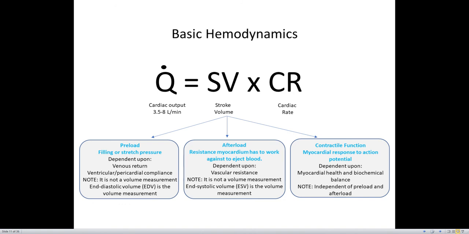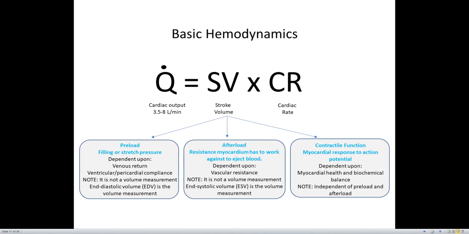Okay, so let's start with flow. In this situation, we'll talk about cardiac output as flow. Cardiac output is the amount of blood that circulates through the body in 1 minute, and normal, depending on the size of the person and their activity, is 3.5 to 8 liters per minute. Cardiac output is the product of stroke volume and cardiac rate.